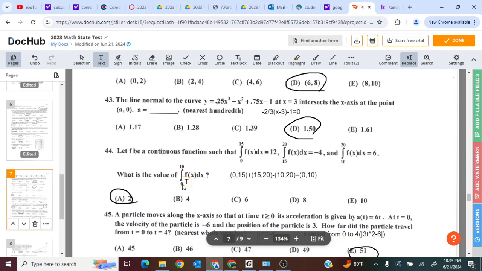So basically, integrals can be added together. The integral from 0 to 10 plus the integral from 10 to 20 is the same thing as the integral from 0 to 20. Well, what do you know? The integral from 0 to 15 plus the integral from 15 to 20 is also the integral from 0 to 20. So 12 minus 4 is equal to 6 plus your unknown. X equals 2.